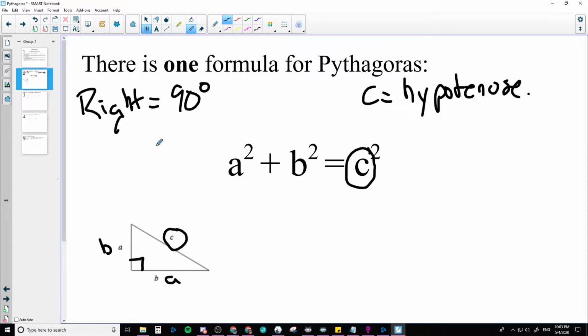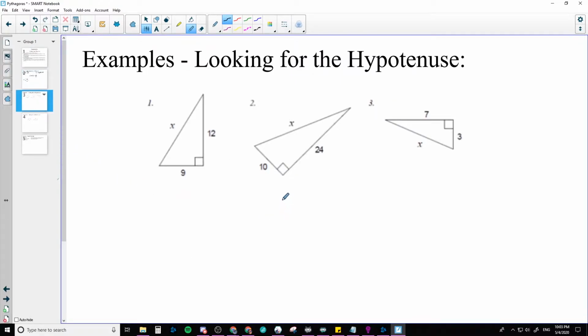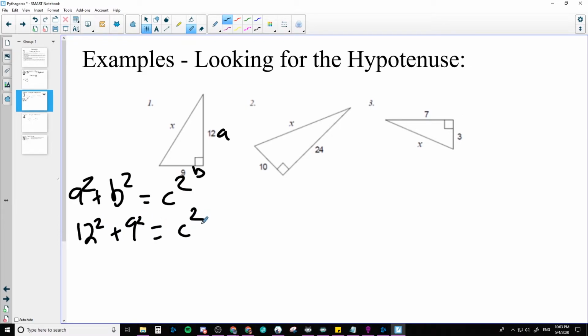It does not matter. All right, let's get into some practice questions here, some examples that help us figure out what's going on. So again, our formula, A squared plus B squared equals C squared. I'm going to decide this one's going to be A and this one's going to be B for this. So 12 squared plus 9 squared equals C squared. That'll be 144 plus 81 is C squared.